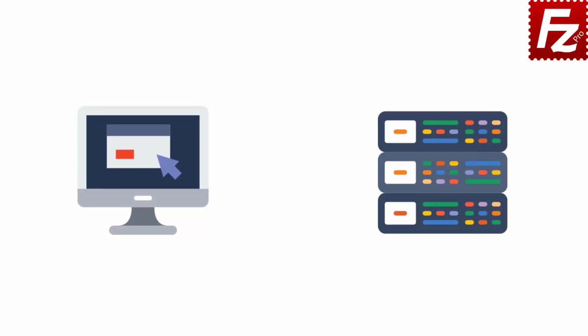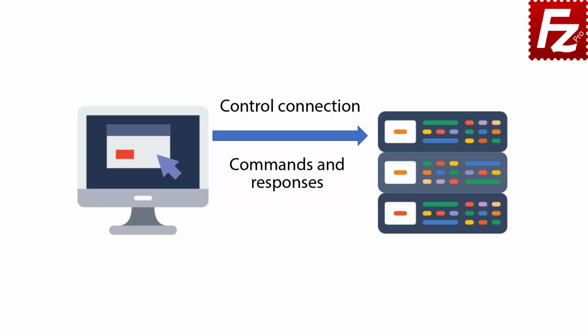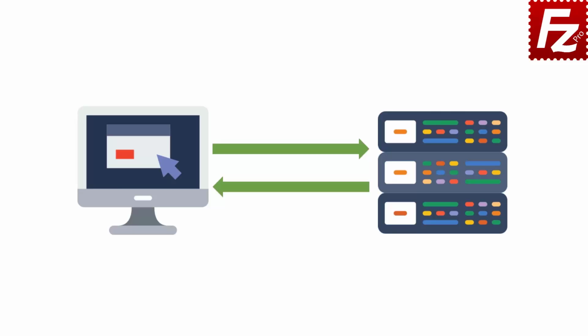The client, for example FileZilla or FileZilla Pro, sends a connection request, usually to server port 21, as per protocol specifications you find in the description. This is the so-called control connection. The control connection is used for sending and receiving commands and responses. For the transfer of files and folder contents, separate data connections are used.